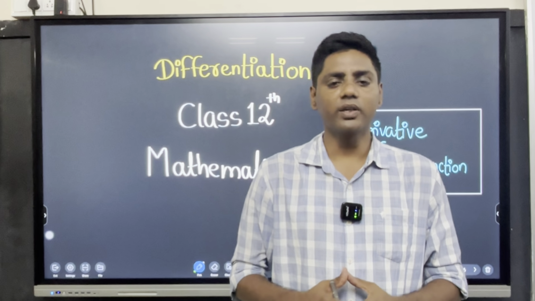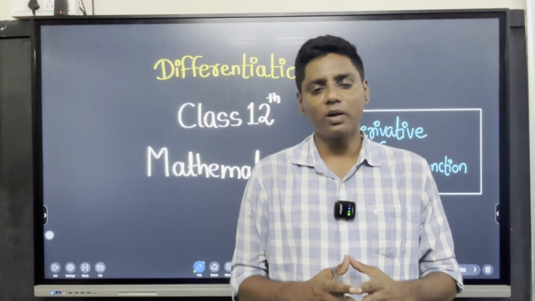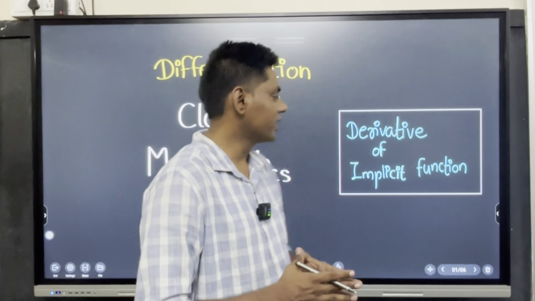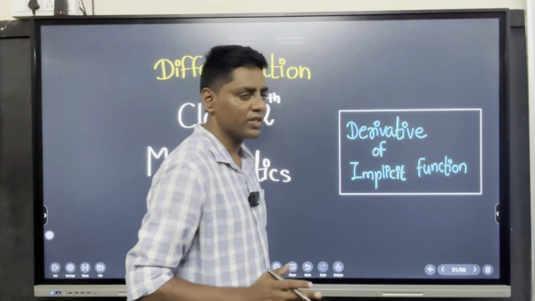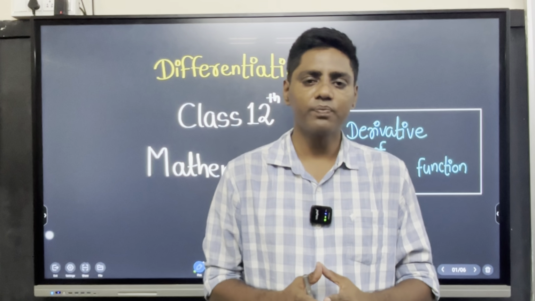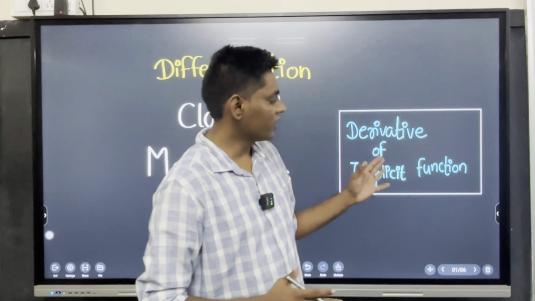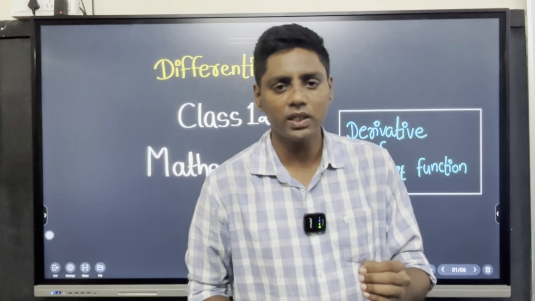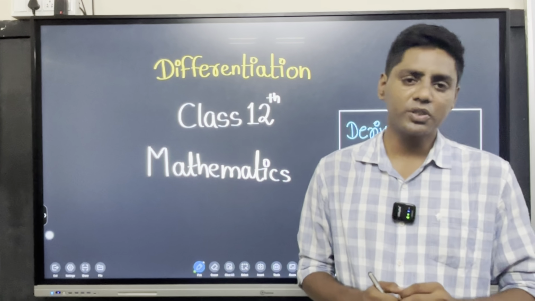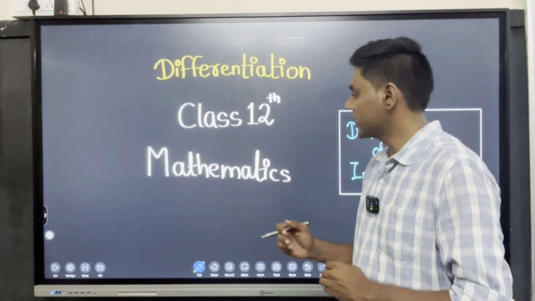फार इम्पॉर्टंट चॅप्टर आहे. ऑलरेडी काही टॉपिक आपण कंप्लीट केले आहेत. आज आपण स्टडी करणार आहोत डेरिव्हेटिव्ह ऑफ इम्प्लिसिट फंक्शन. फार इम्पॉर्टंट फंक्शन आहे. नेहमी इम्प्लिसिट फंक्शनवरती स्टेट बोर्डला पण क्वेश्चन विचारले जातात आणि CET मध्ये पण क्वेश्चन विचारले जातात. सो लेट्स वी स्टार्ट.